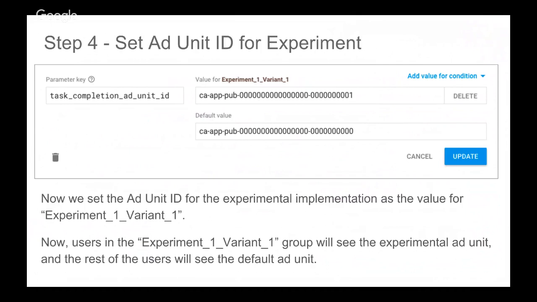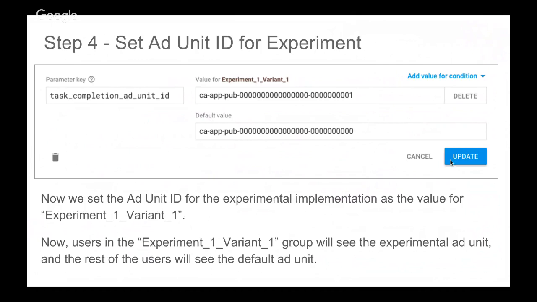You can also attach a year and month so that you know that experiment was conducted in that date range. So we give it a name, and then as you can see, in addition to the default value, we're now assigning a different ad unit ID to the test group. So users in the experiment 1, variant 1 group will now see the experimental ad unit, and the rest of the users will see the default ad unit.